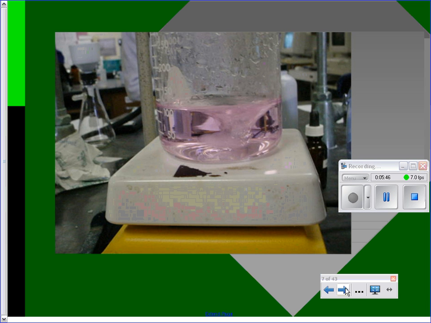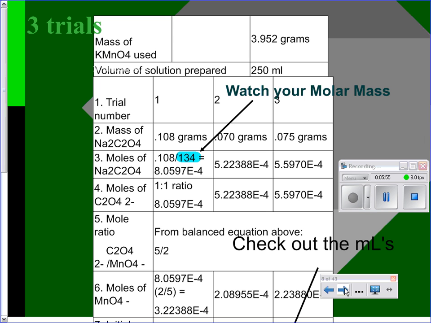The end point looks a lot like phenolphthalein, the equivalence point, but it's not. This is just 1 drop of permanganate that didn't get reduced. So it's going to be like that pink color.